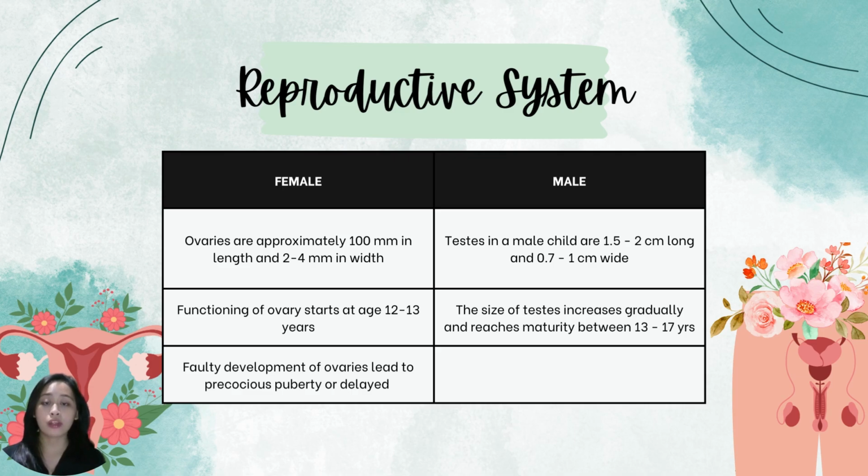So in a female child, the ovaries are approximately 100 millimeters in length and 2.4 millimeters in width, while in a male child, the testes are 1.5 to 2 centimeters long and 0.7 to 1 centimeters wide. In a female, the functioning of the ovary starts at age 12 to 13 years, whereas in a male, the size of the testes increases gradually and reaches maturity between 13 to 17 years. And lastly, in a female child, the faulty development of ovaries leads to precocious puberty or delayed puberty.